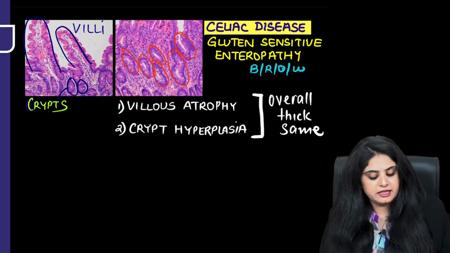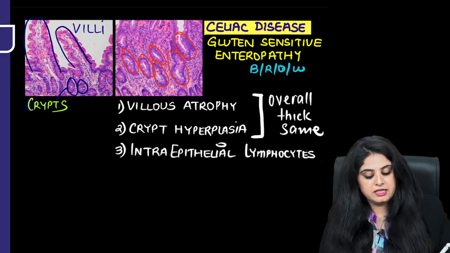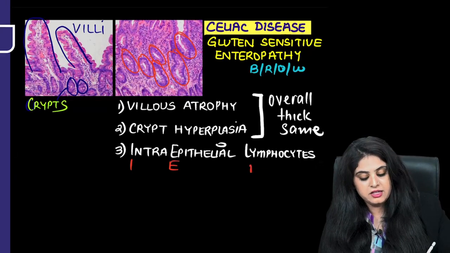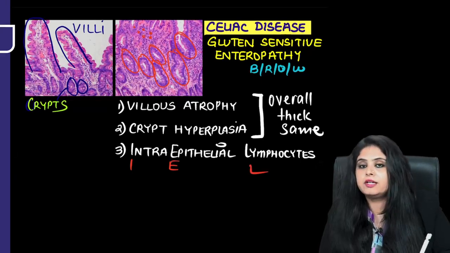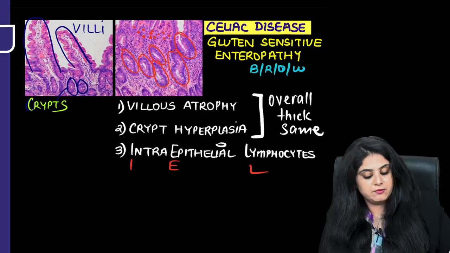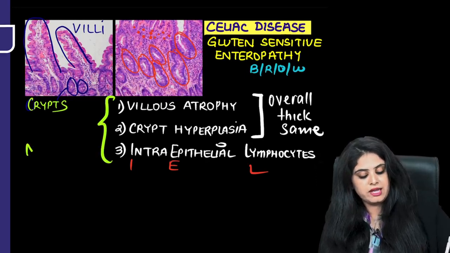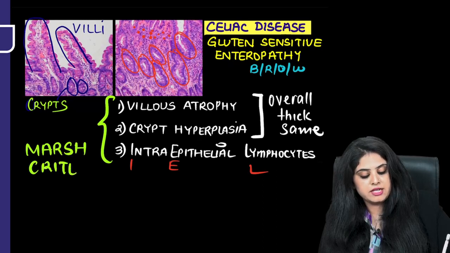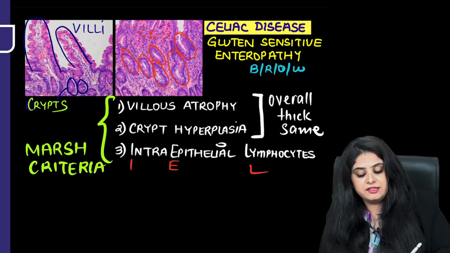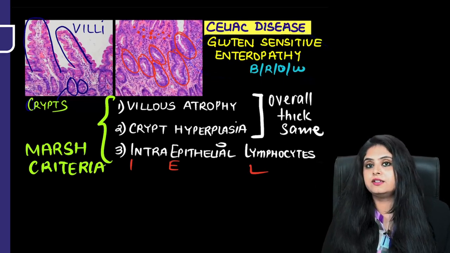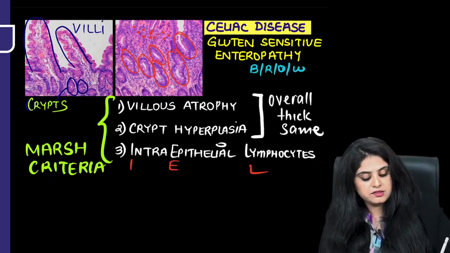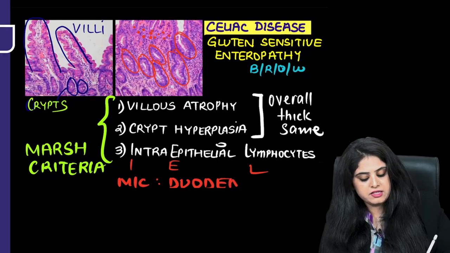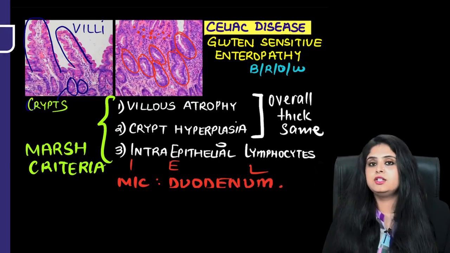And finally, they tend to show you intraepithelial lymphocytes, IELs. All these blue color dots that you're seeing, these are intraepithelial lymphocytes. Do you know what this together is known as in medicine? It's a very famous criteria called the Marsh criteria for celiac disease, and that is a gluten related disorder. Which part of the intestine is most commonly affected? I hope you remember. The most commonly affected part is going to be the duodenum.